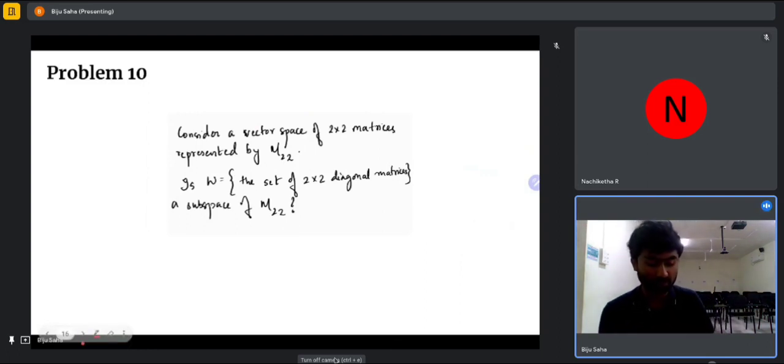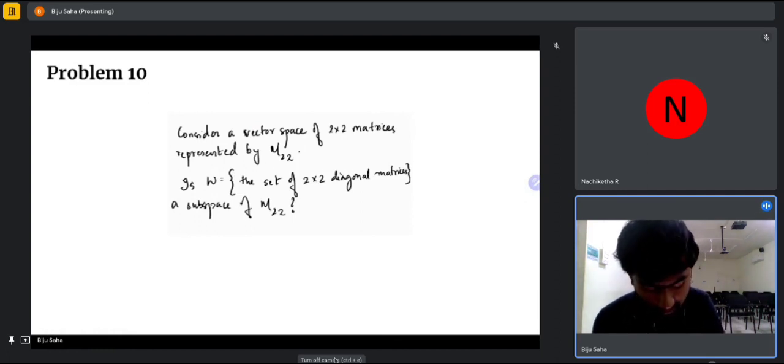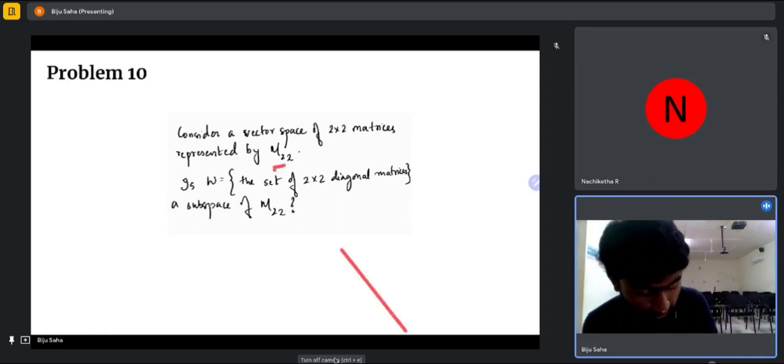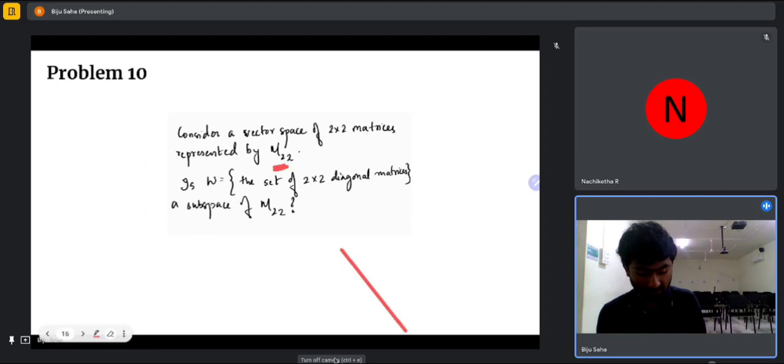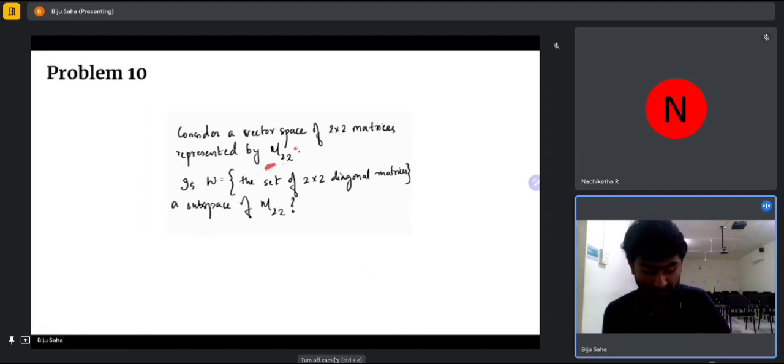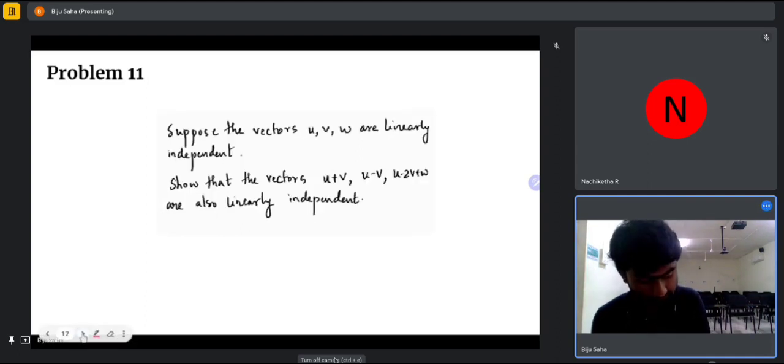Then we came to the problem where we have to prove whether a subset forms a subspace or not. So we had a parent vector space. This is the parent vector space, a 2 cross 2 matrix. Then W is a subset of this parent set, and we have to prove whether this W forms a subspace or not. So we again have to prove all the criteria of the vector subspace, and then we concluded that if it matches all the criteria, then it's a subspace of the parent vector space.